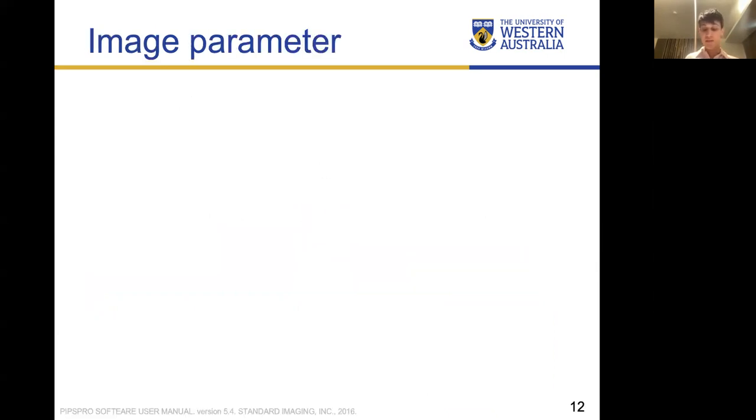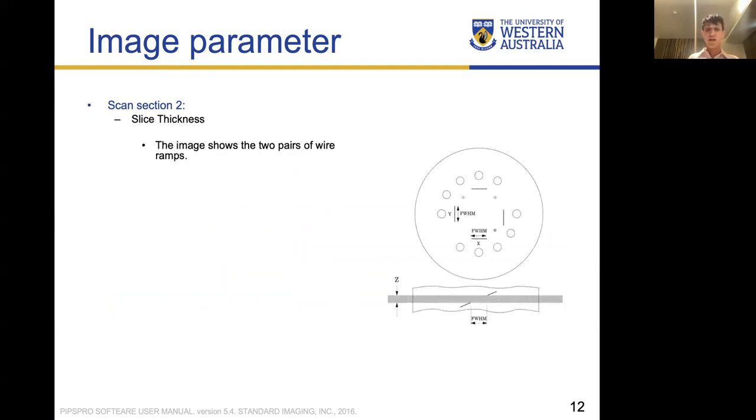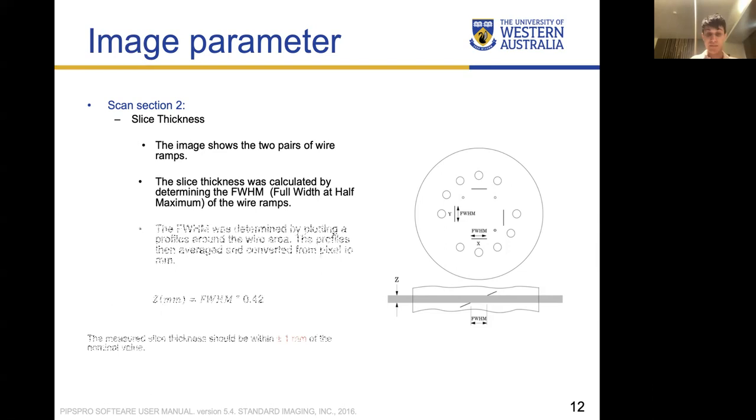Then we compare the root mean error for both software. Image parameter, scan section 2, has slice thickness. The image shows the two pair wire ramps, one oriented to the x-axis, one oriented to the y-axis. The slice thickness was calculated by determining the full width at half maximum of the wire ramp.